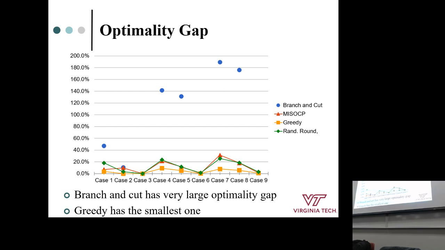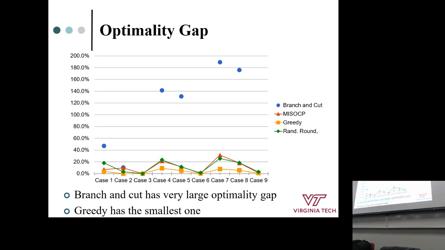So for many cases, we can see that, for example, the orange one is the greedy solution. It's always below all the others. So we have to compute the optimality gap. We use the continuous relaxation, the best lower bound from the output from Gurobi. Okay. Use the best bound, because each one gives us a feasible solution.